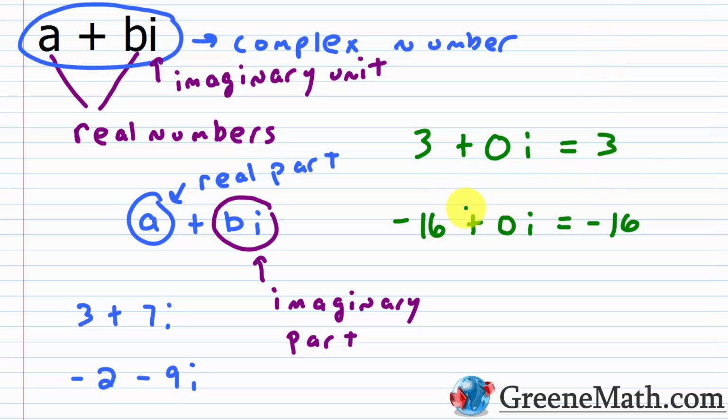So it's the same concept here. All real numbers are complex numbers. You can write them as plus 0i. So 3 plus 0i is 3. -16 plus 0i is -16, and so on. But not all complex numbers are real numbers. The complex numbers include more numbers. They're a larger set. So I could do something like 2 plus, let's say, 5i. This is a complex number. I cannot write this as a real number.